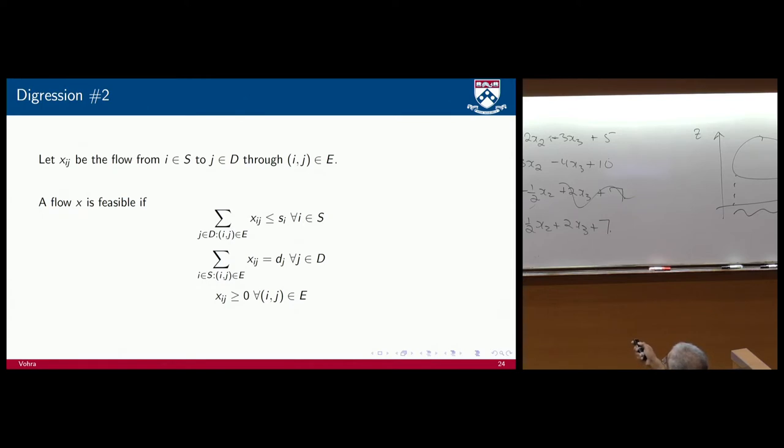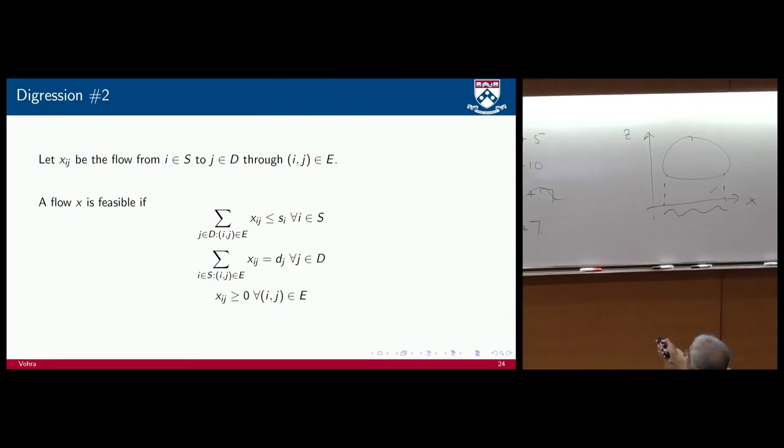Let X_ij be the flow from supply node i into demand node j through the edge ij. A flow is feasible if it satisfies the following: the total flow out of supply node i cannot exceed the available supply. Notice I'm summing this over all demand nodes that are connected to i by an edge. And this says that the total flow into demand node j must be exactly equal to the demand of node j. Notice I'm summing this over all supply nodes that have an edge directed into j. And of course, the flows must be non-negative.